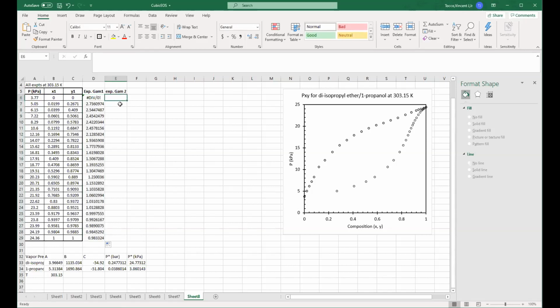This one I am going to $sign because I want it to remain constant as I drag it down. And before I double check, I'm going to do the same equation for gamma 2. So equals Y1 times P divided by X1 times P2 star.